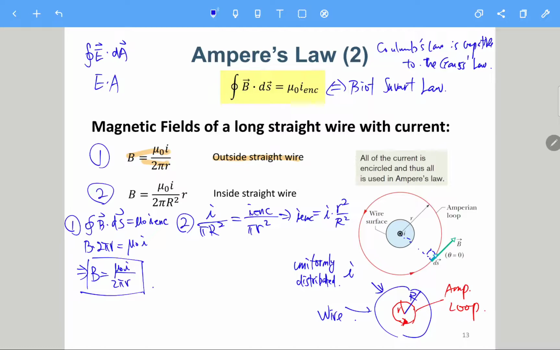Similarly, we apply Ampere's law. The left side is the same because it is still symmetric: B times 2 pi r. On the right side we have mu0 I enclosed, which is mu0 I small r squared over capital R squared. One small r cancels with the small r on the left, so finally B is mu0 I small r over 2 pi capital R squared, which is this one.